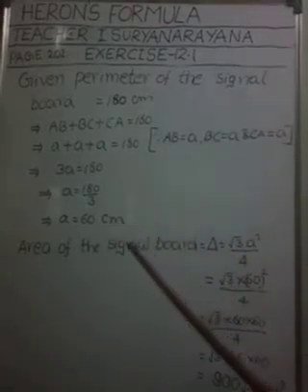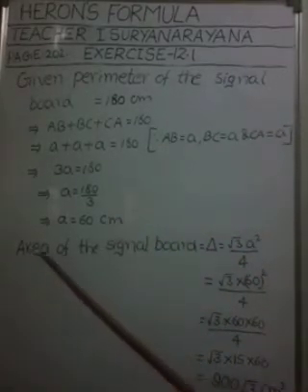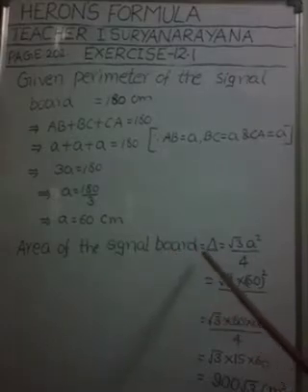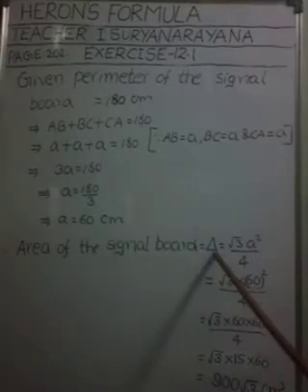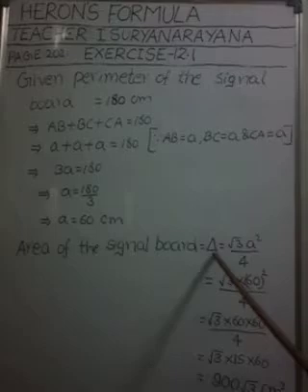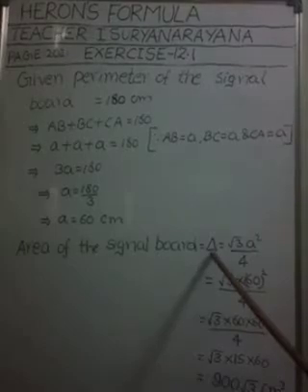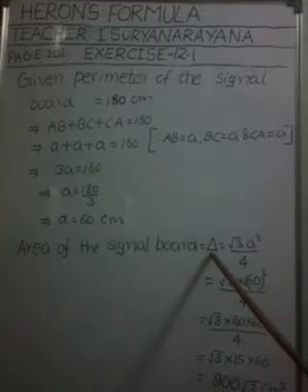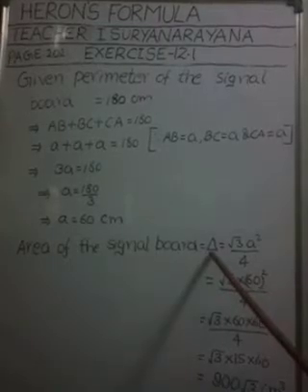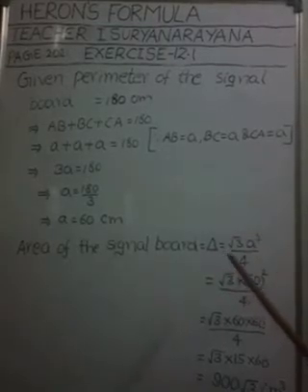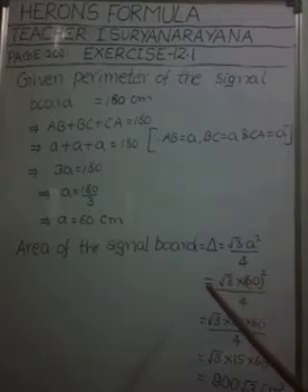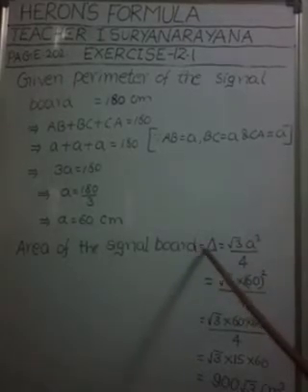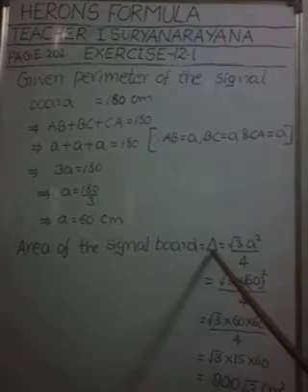Now we are going to find area of the signal board. Therefore, area of the signal board is equal to delta. This small triangle denotes the area of the triangle. Remember this point, my children. Throughout this chapter, we use the small triangle to denote area of the triangle. Okay, my children. Right. And it is read as delta. Remember this point also, my children, how to read this symbol.